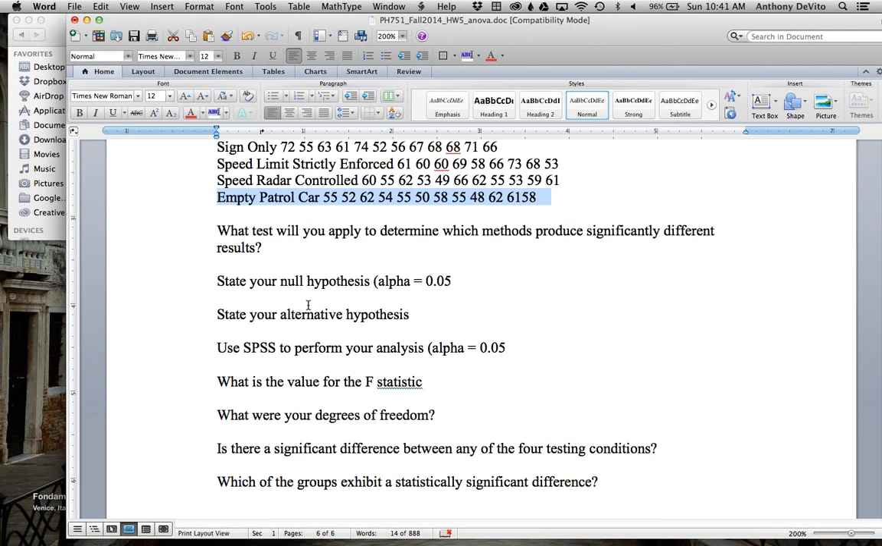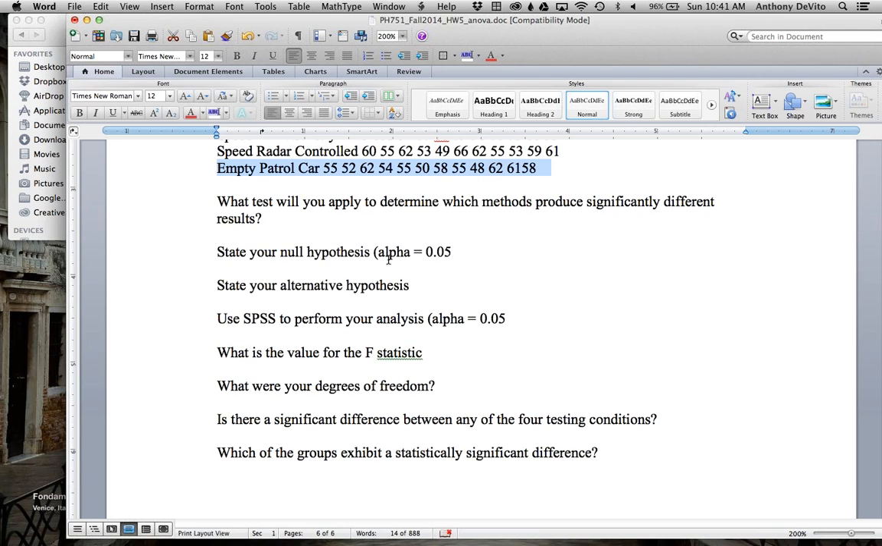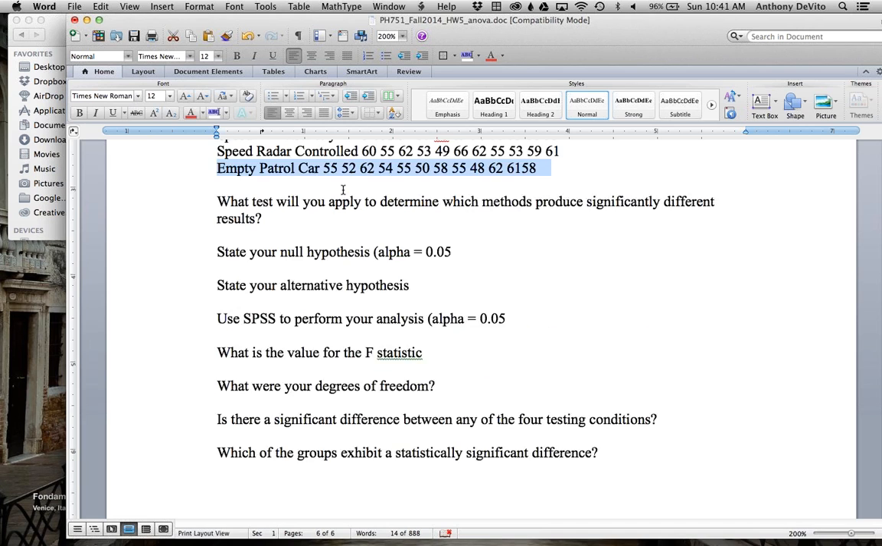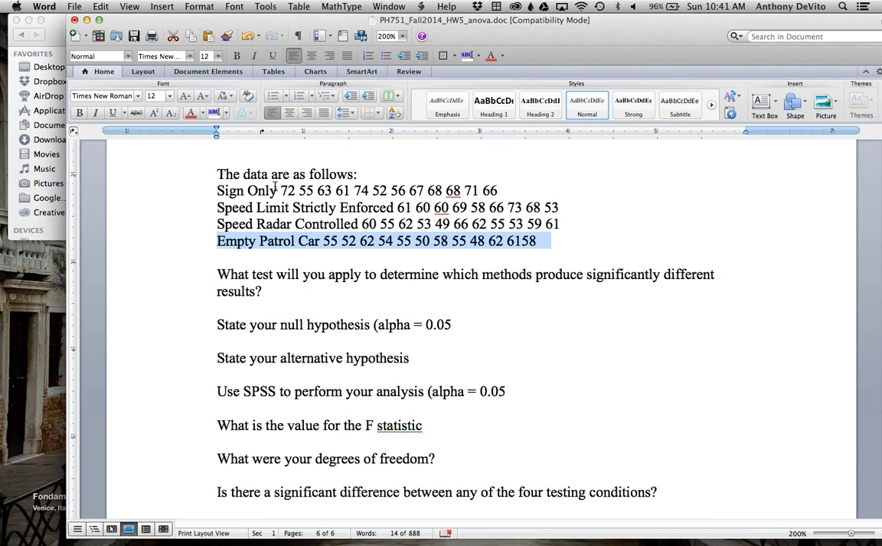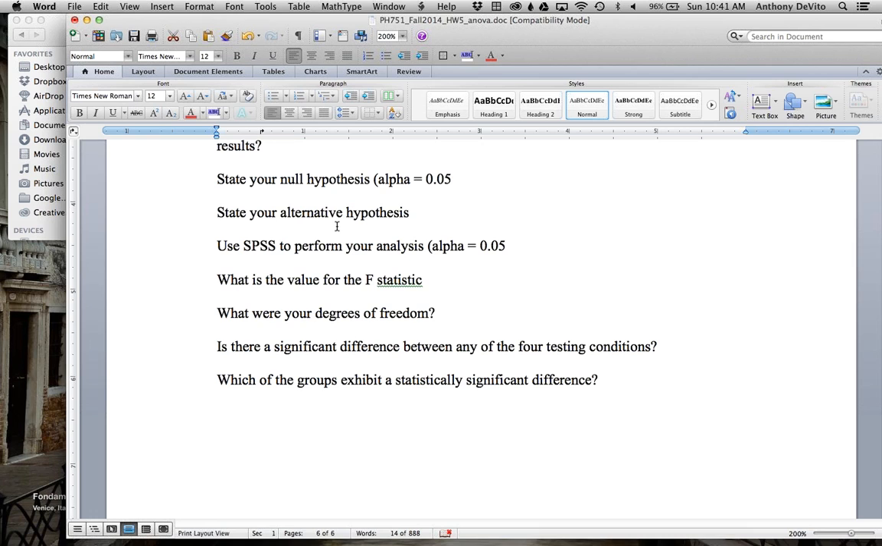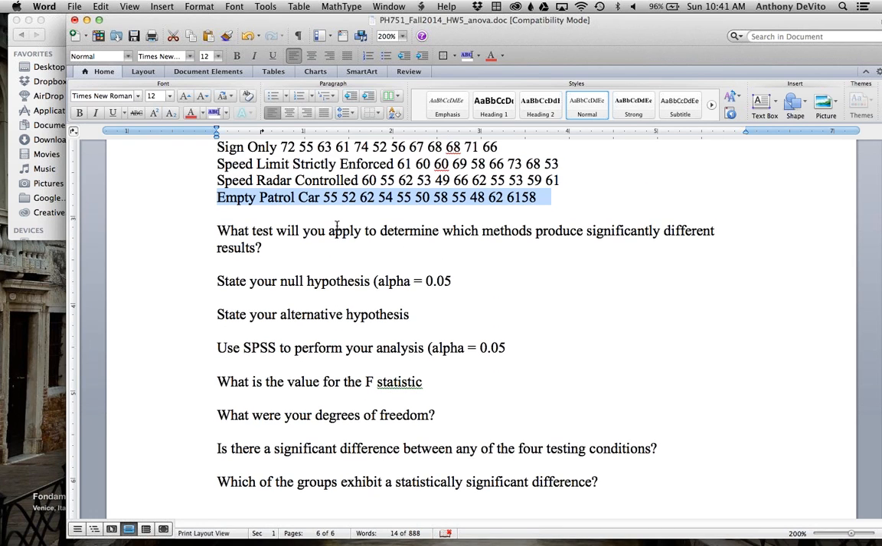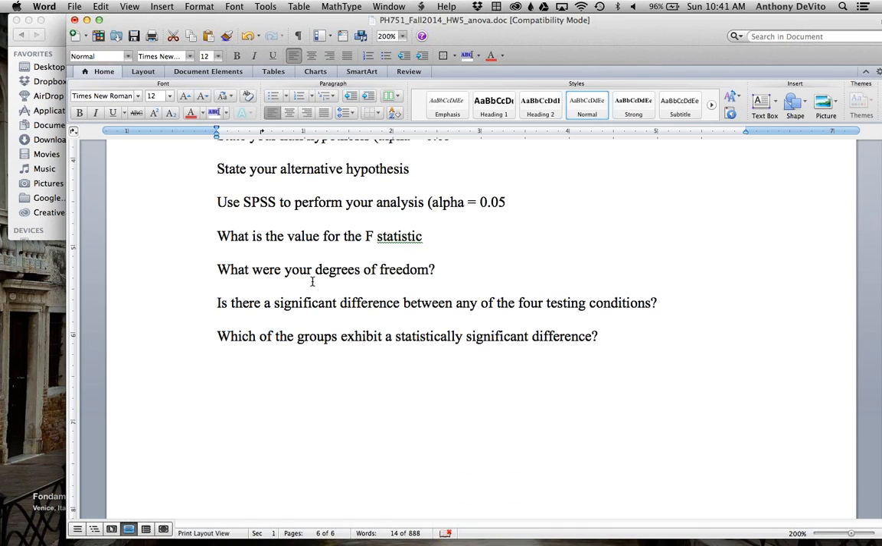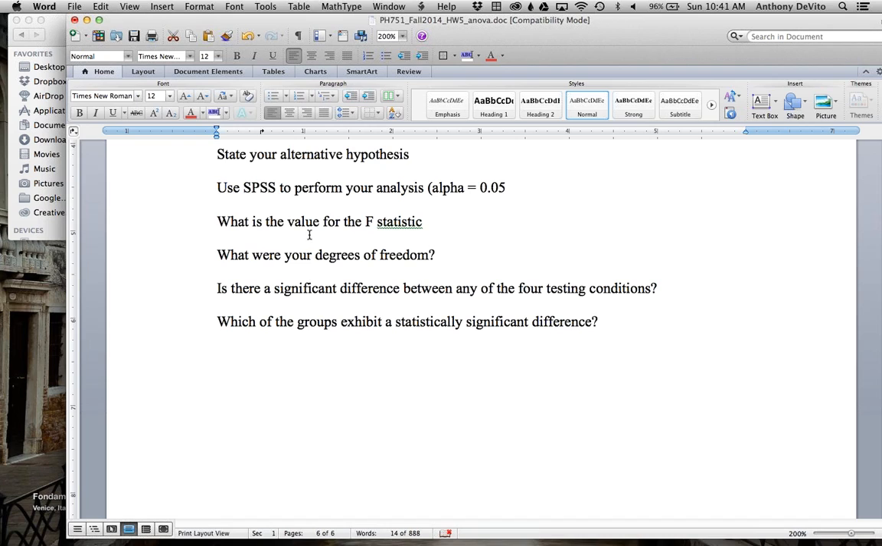Okay, so we're going to apply analysis of variance, right? And our alpha is going to be equal to 0.05. Our acceptable level of type 1 error is 5%. And we're going to state our null hypothesis that there's no difference between the mean speed for each of these 4 categories. And our alternative that there is a difference in the mean speed in at least 2 of these categories. My degrees of freedom, we're going to calculate that. The F statistic, is there a significant difference? And which of the groups exhibit that statistical difference?